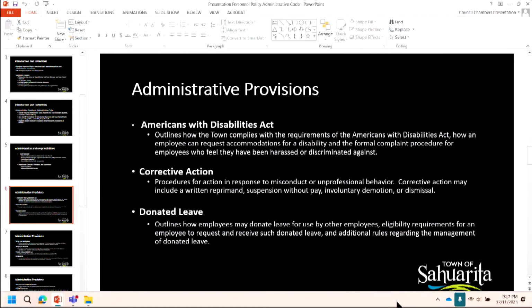So among our administrative provisions are the Americans with Disabilities Act. It outlines how we comply with the legal requirements for ADA rules. Corrective action, if there is an allegation of misconduct by an employee, this sets out procedures and how we are supposed to respond to that. That can include reprimand, suspension, demotion, or dismissal. Donated leave talks about how employees may donate leave for use by other employees, eligibility requirements, etc. Next slide, please.